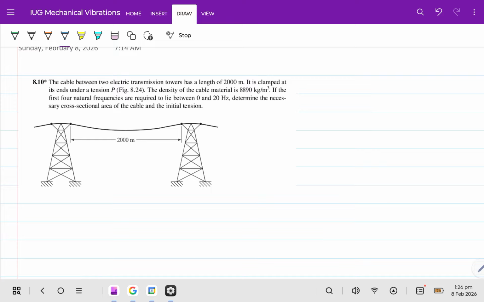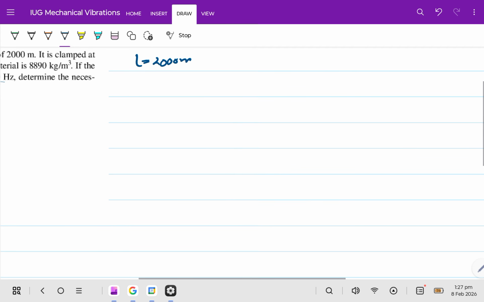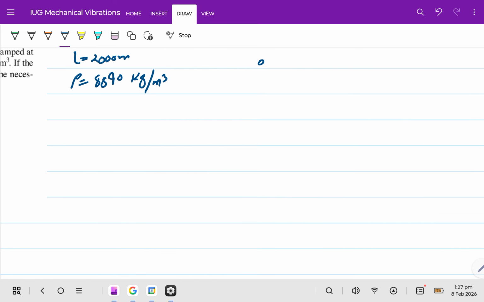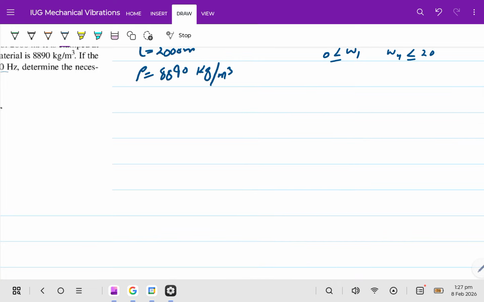So what we are going to do, we are going to use a similar method for the fixed string on both ends, that's fixed condition on both ends, and then we'll derive the natural frequency equation, and we will find all the values of area A and the T, for which we get the values of omega under 20. So first let's start solving that one. So we know the length is 2000 meters and the density is 8890, and that's a volumetric density, kilogram per meter cube of the material. And so we have a condition that all the natural frequencies should be between 0 to 20 hertz, and we know it's a fixed condition, as you have seen earlier.